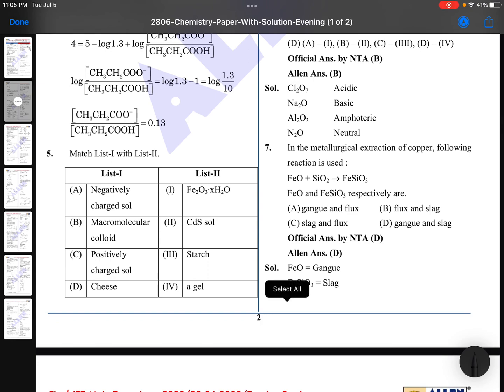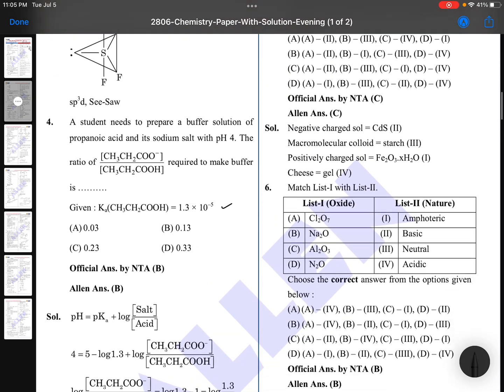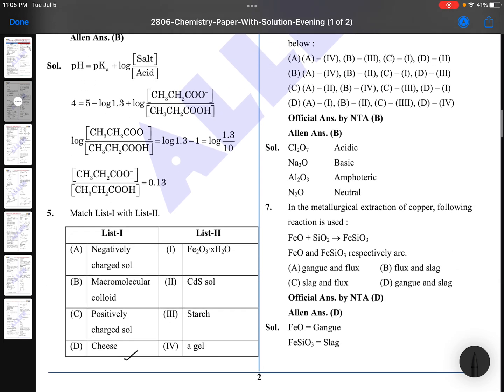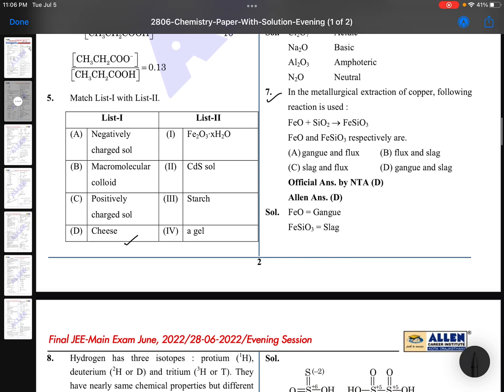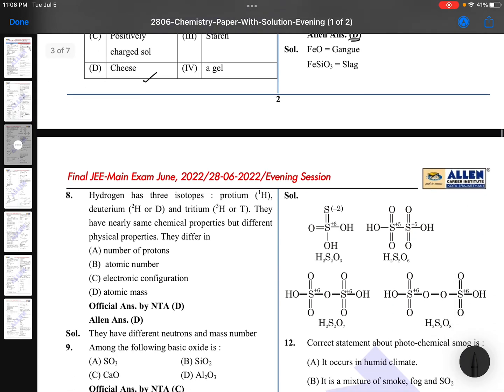Negatively charged salt, macromolecular colloids. This is also we have done. Correct answer we did, of course. Match the following. Cl2O7 is acidic, Na2O is basic, Al2O3 is amphoteric and N2O is neutral. This was also there. FeOSiO2 gangue and flux, this question was also there, right? Answer D, gangue and slag, this is there. I was telling you about flux and all also.